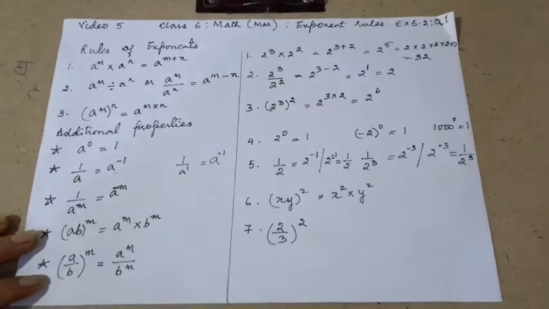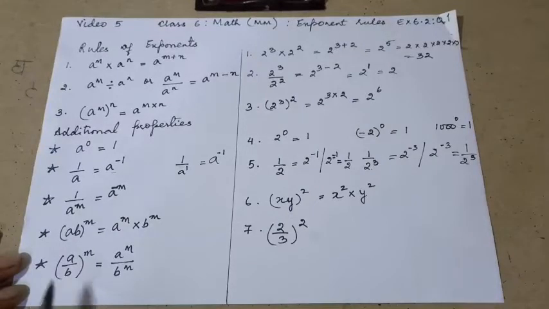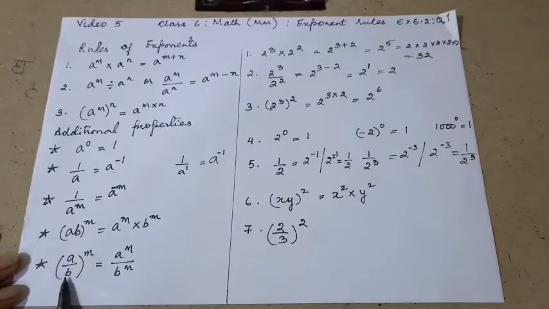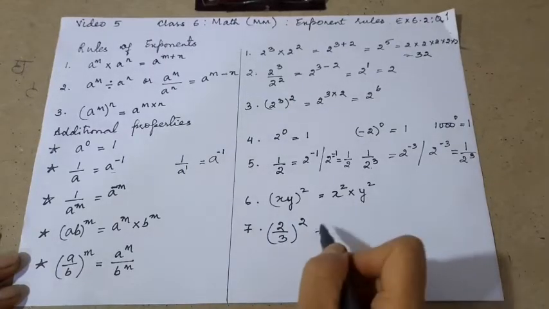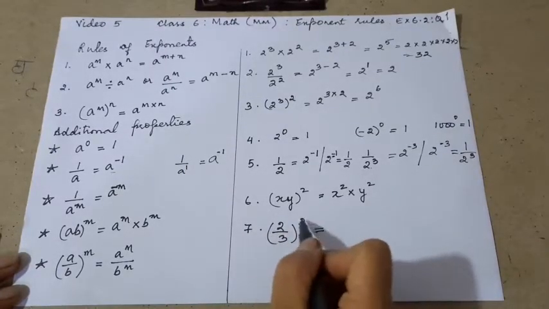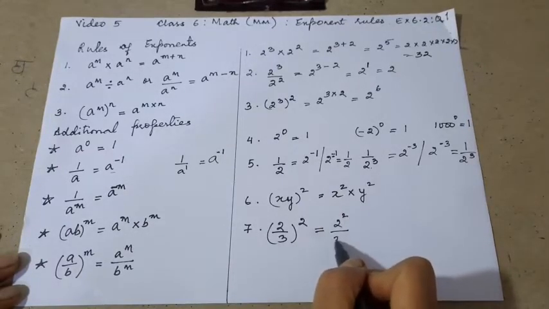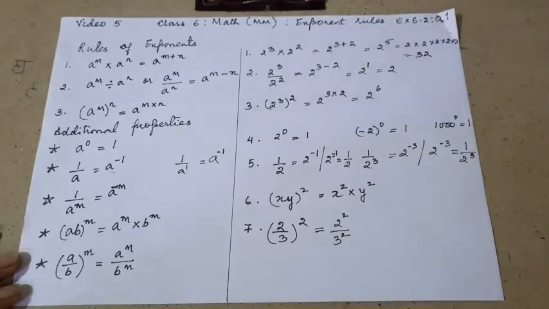Now this one also, a by b the whole thing to the power m, this power m is for the numerator a, and this power m is also for the denominator b. So I can write it as a to the power m by b to the power m. Look at this, 2 by 3 whole thing squared, the square is for the numerator as well as for the denominator.